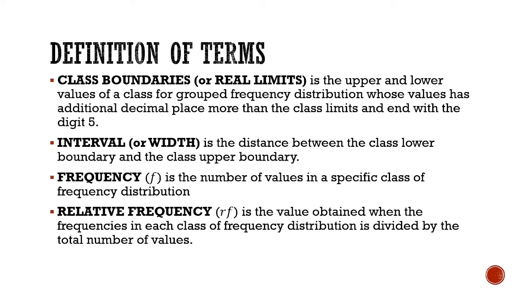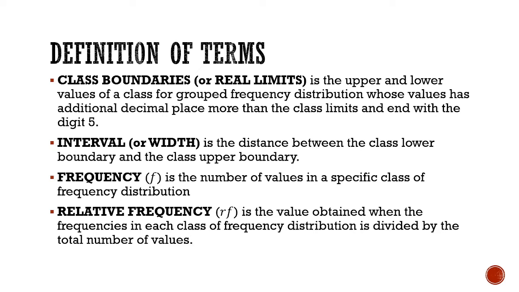Next, we have the class boundaries, which are the real limits. It is the upper and the lower values of a class for frequency distribution whose values have an additional decimal place more than the class limit and end with the digit 5. So if your classes are in tenths, say 5.1, you'll just add 0.5 or minus 0.5 to those apparent limits or class limits so you can get the class boundaries. Don't worry, later on we will have discussion regarding this.